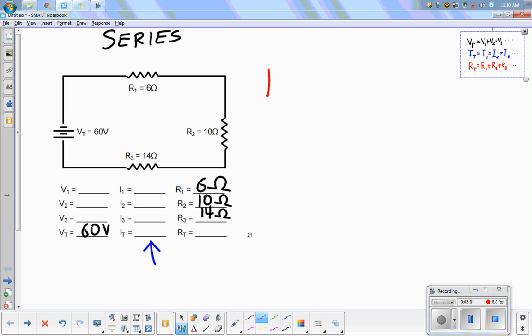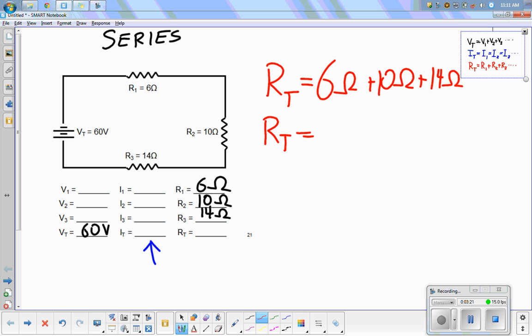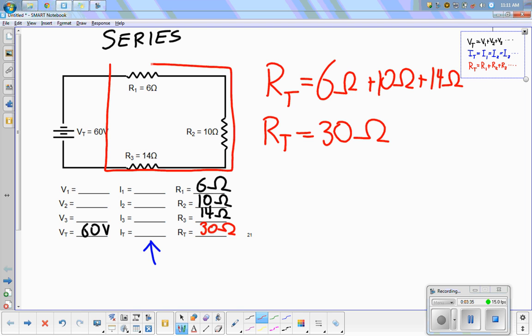To find our total in this case, we want to take our 6 ohms plus 10 ohms plus 14 ohms. Excuse me, that's a 14. Okay. Add these all together. Our total resistance is going to come out to 30 ohms. Now what this RT term means is that if we were to stick all of these resistors together, if we were to zoom out and look at them as one single resistor, that would be the equivalent of a single resistor with 30 ohms of resistance.